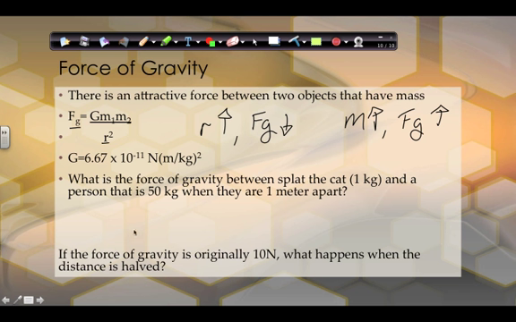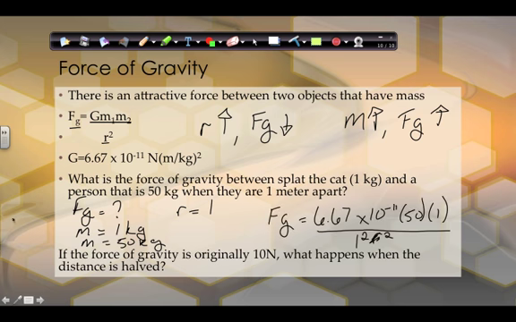All right, so what is the force of gravity between Splat the cat and the person that is 50 kilograms when they are 1 meter apart? So the cat and the person are 1 meter apart, and you're looking for the force of gravity. So you want Fg. You know that the mass of the first object is 1 kilogram. Mass of the second object is 50 kilograms. The distance is 1.